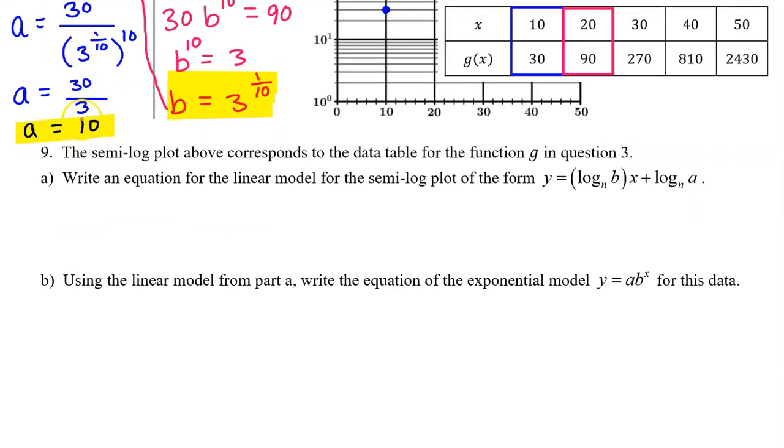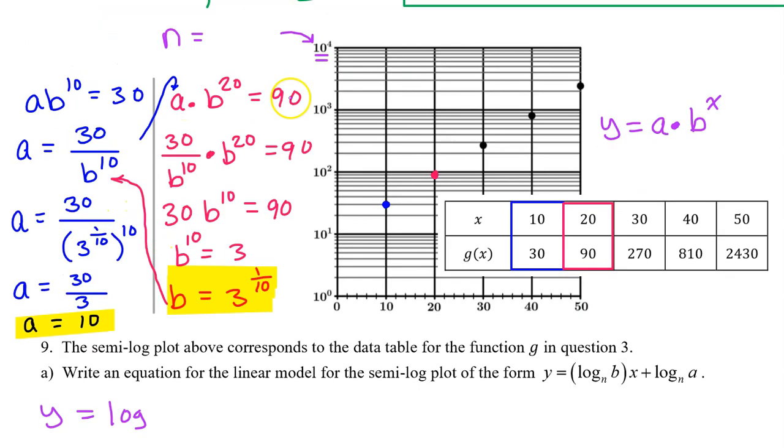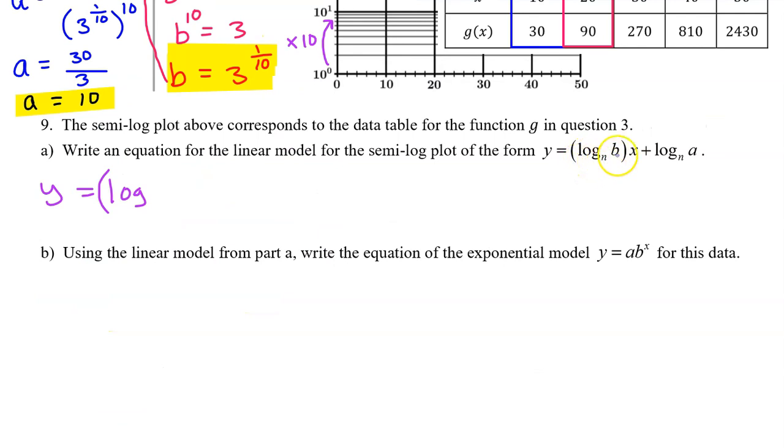Now that we have the values of a and b, we can answer part A and part B. For part A, we need to write y equals the log base n. Wait a minute, what's n? n is the base we are using to scale the vertical axis. So n is obviously 10. Another way to look at it is that n is the multiplicative change between values on the y-axis. So n is 10. So log base n of b is log base 10 of 3 to the 1/10th power.